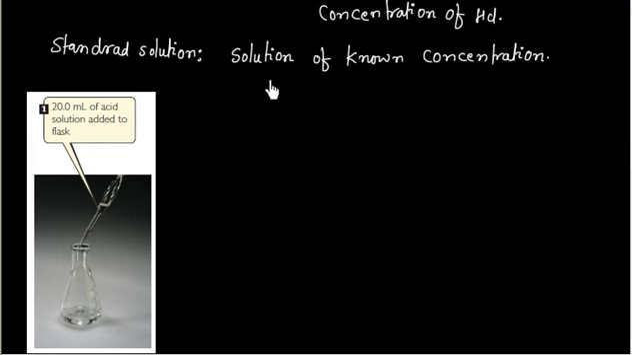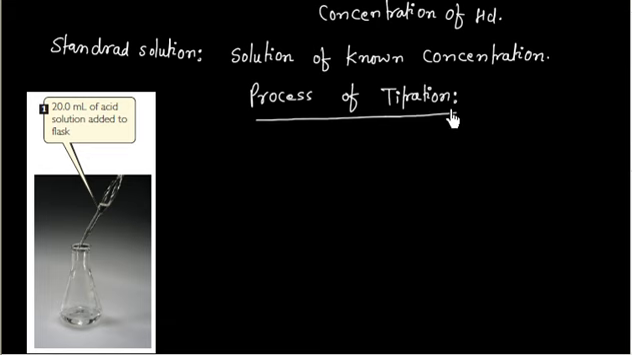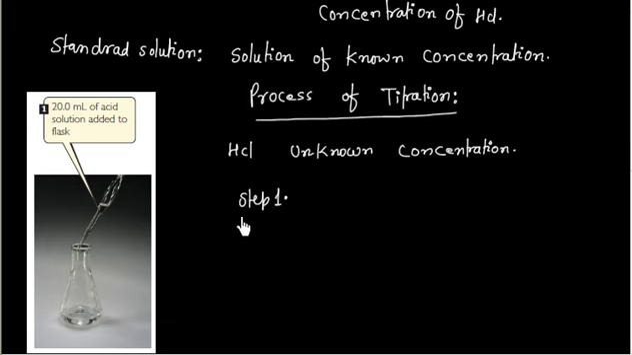So let us say we are discussing the process of titration, and we'll discuss it one by one: step 1, step 2 and step 3. Let us say I have a solution of HCl of unknown concentration. So what will be the first step? This is step 1: take a given amount of HCl into the conical flask.